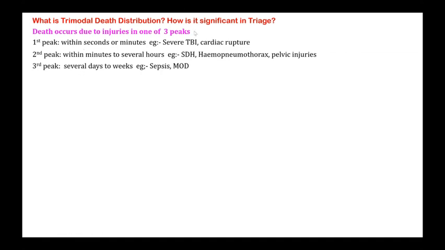So how is it significant in triage? Having known this distribution, now you can apply your mind. Supposing you get these three categories of patients. The third category is a patient with multiple superficial injuries, who is not very serious, but who may develop sepsis and other things later on. And one category is almost at the end of his life. So which patient will you give the most important attention? First peak patient, second peak patient, or third peak patient?